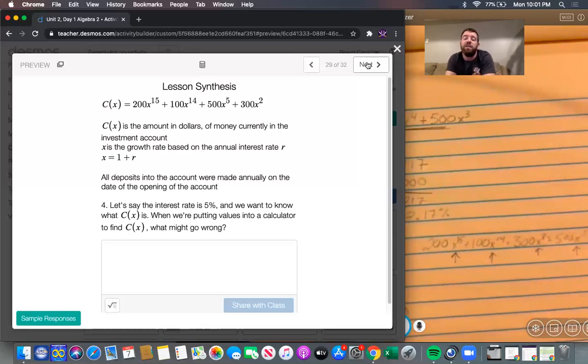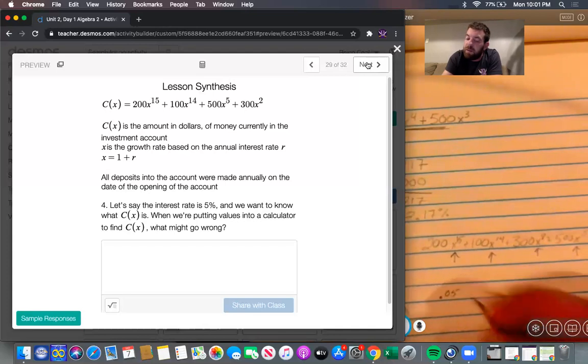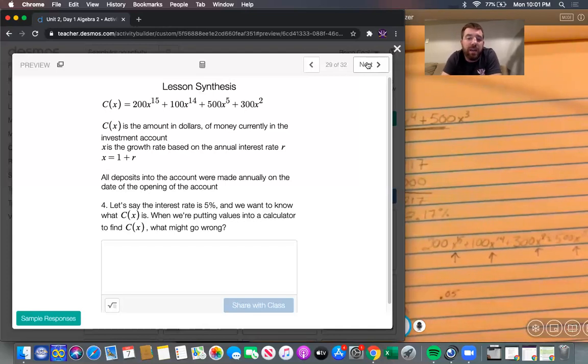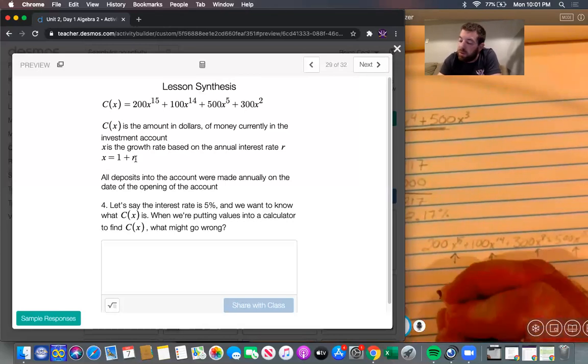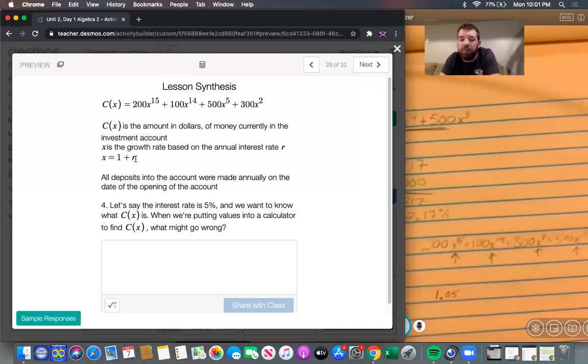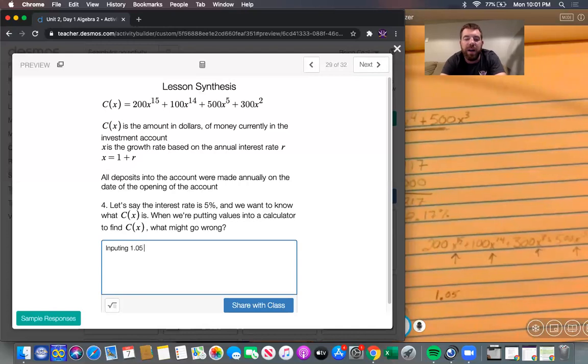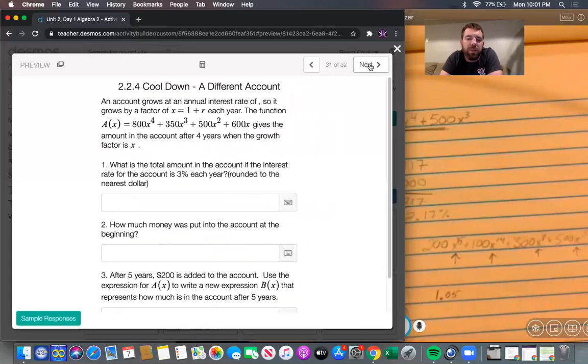You could be putting it in as a 0.5, but we all know that the percentage as a decimal is 0.05. And it says x is 1 plus the interest rate. So we've got to add 1 to that. So it's 1.05. So you're going to be inputting 1.05 into every single x in the function. Okay, and that would be how you would find it. All right, there's a video helping explain.